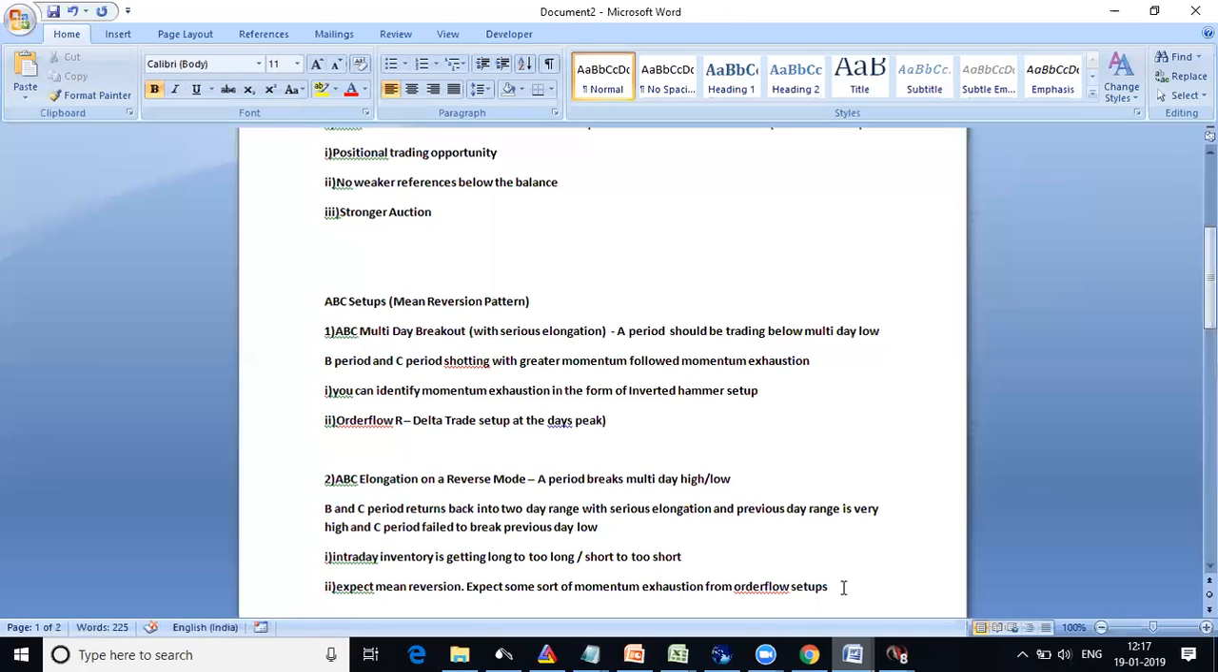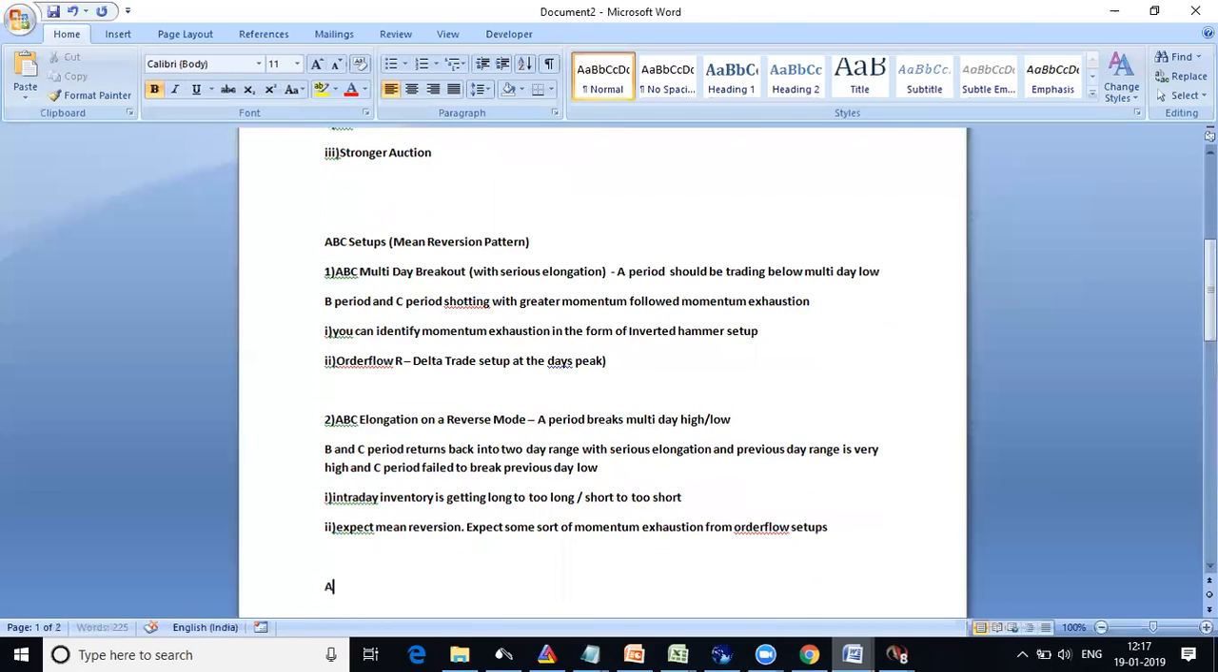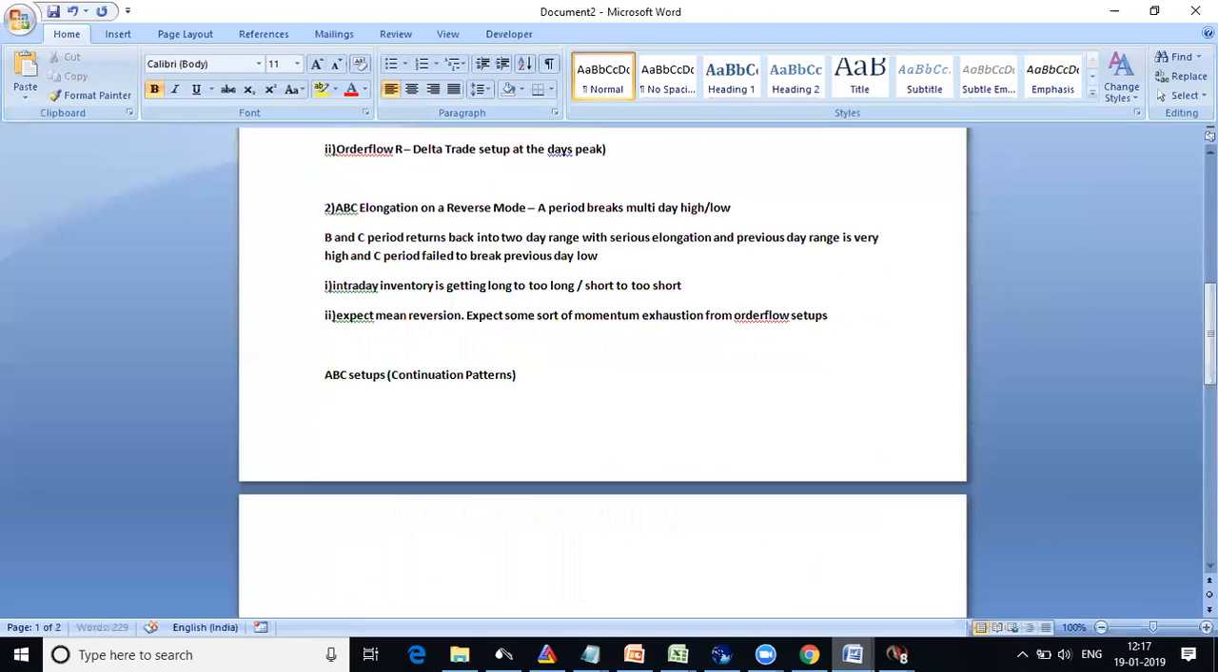But let's talk about continuation patterns on ABC setups. There are 3 continuation patterns I would like to talk about over here. Setups, continuation patterns. So every time the ABC is forming, if it is getting elongated or it is breaking multi-day high, or first ABC setups has to get you more trading opportunity.